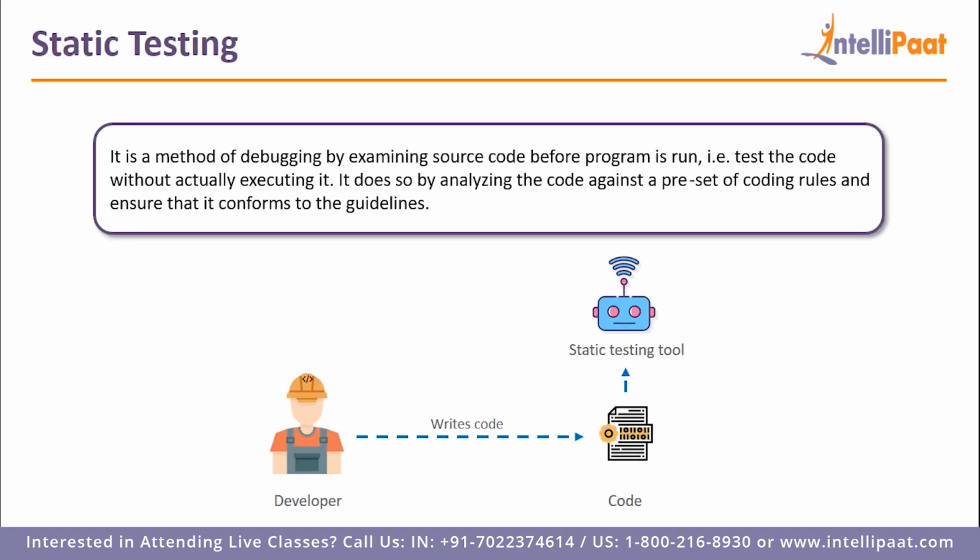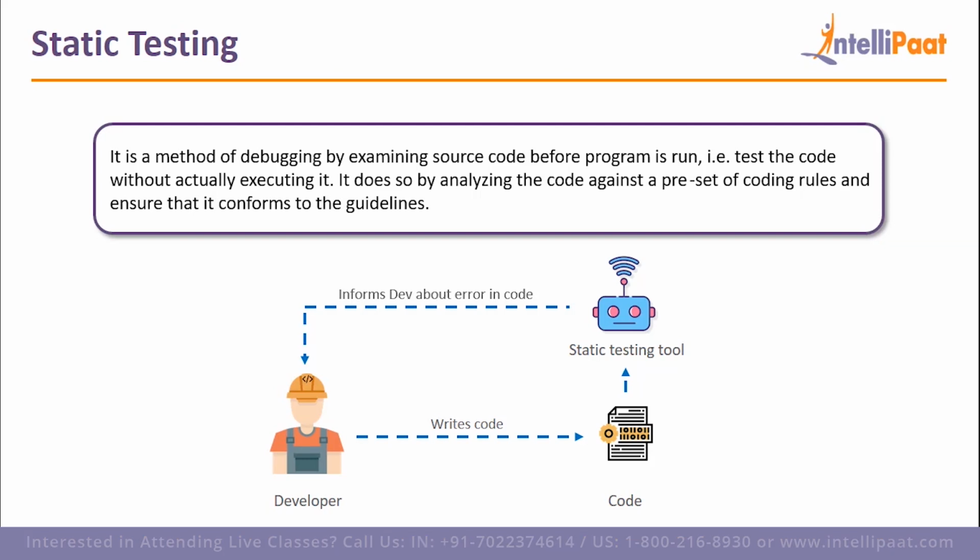Static testing. It is a method of debugging by examining the source code before a program is run. That is, the test code without actually executing it. It does so by analyzing the code against a preset of coding rules and ensures that it conforms to the guidelines. What happens is that the developer writes the code, and while he is writing the code, a static testing tool reads through the code and then it analyzes the code. And after it's done analyzing it, if there is an error found, then it informs the developer about it, so that the developer can fix it right there and then itself.